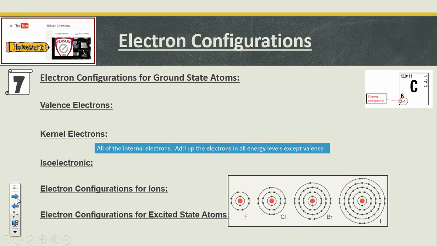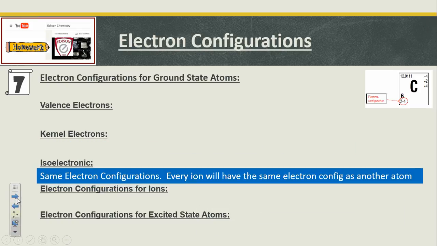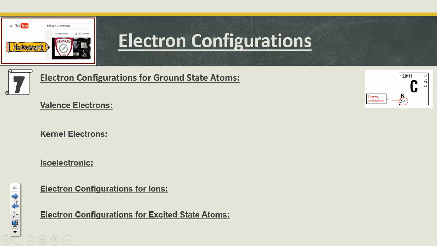Funky word here, isoelectronic. It means the same electron configurations. So every ion that exists will have the same electron configuration as another atom. Most specifically, an atom from group 18, which is known as the noble gases. Okay.